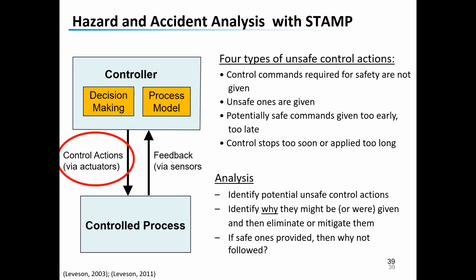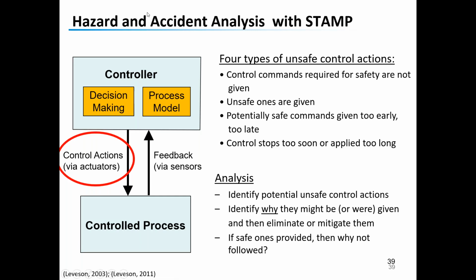The actual analysis we do is first we identify potential unsafe control actions. It's a very structured, step-by-step process of identifying the potential unsafe control actions of all of these 4 types. We identify why they may be or were given, and then eliminate or mitigate those from the design. And finally, if safe ones are provided, then why weren't they followed?